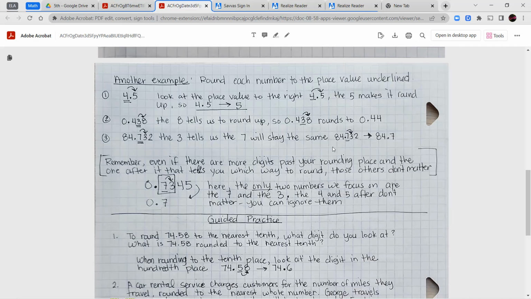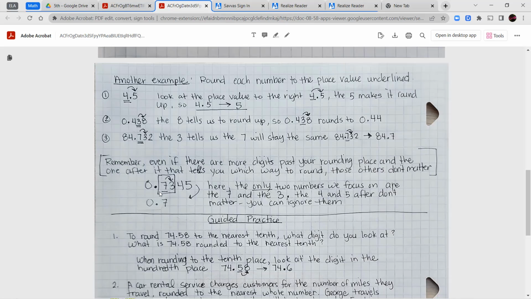Now, even if there are more digits, remember, if you're rounding, you're going to focus on your rounding place and the place value that comes right after it. You don't worry about all of the other place values there. So if you have place values that are much smaller, you have place values that are bigger, your focus is going to be the rounding place and the digit after it.